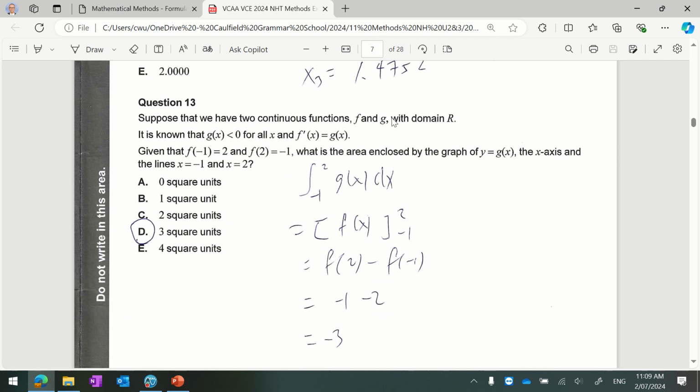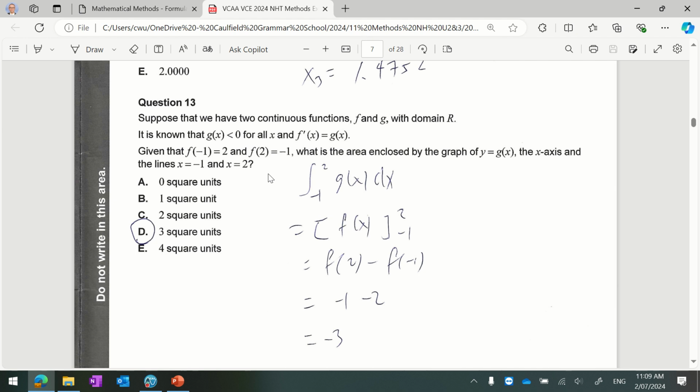Okay, continuous functions f and g, domain R, all real numbers. It is known that g is less than 0 for all x, and the differentiation of f is g, which means if you anti-diff g, you're going to get f. Given that f(-1) is 2 and f(2) is -1, what's the area enclosed by the graph of y equals g, the x-axis, and the lines x = -1 and x = 2?